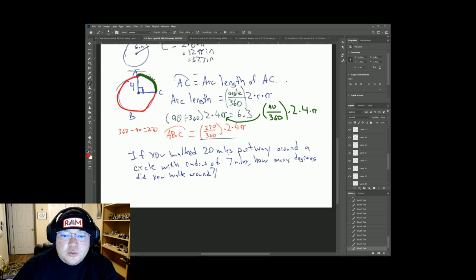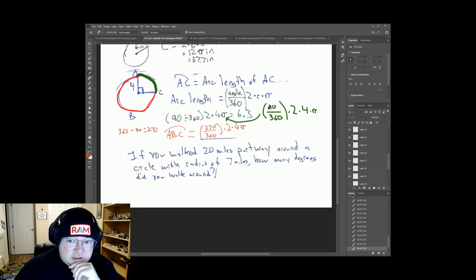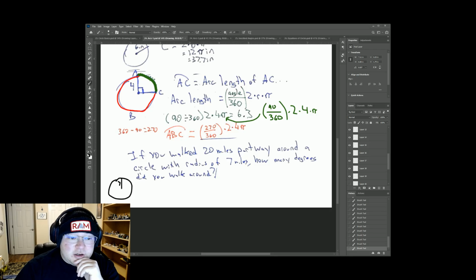If you walked 20 miles part way around a circle with a radius of 7 miles, how many degrees did you walk? So basically what it's saying is there's a circle, right? We know it has a radius of 7. And you started walking around it, and then you stopped.